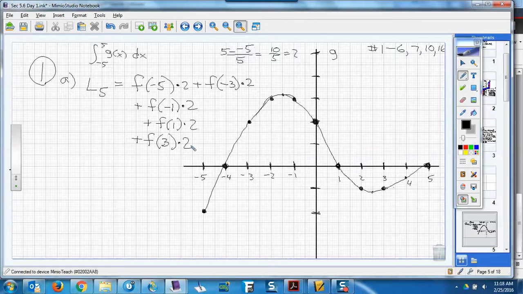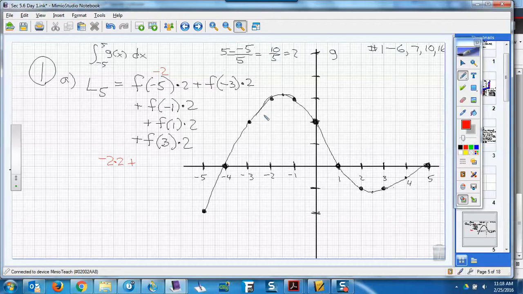So we can now do this by just looking at these values. Let me put them in red here. So what's F of -5? Isn't it? You just look at your graph, right? It's -2. What's F of -3? Actually, I'm going to write it down. So this is -2 times 2 plus what's F of -3? Look on your graph there. Isn't it 2? It's a 2.